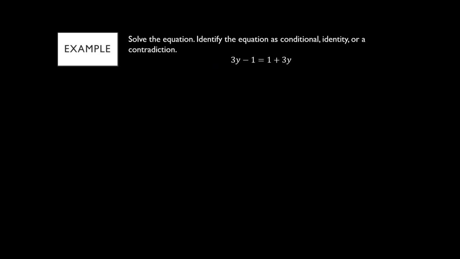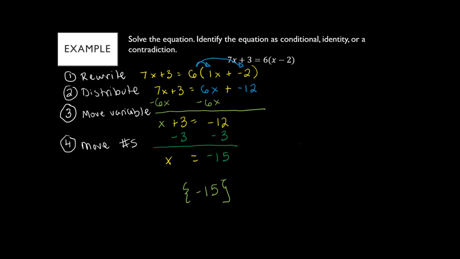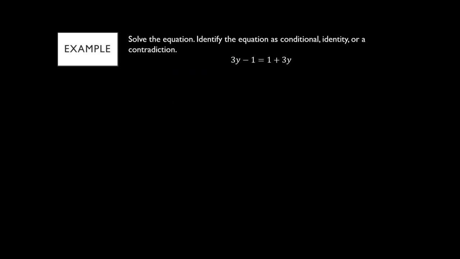Remember that conditional means that there is an answer. So actually I should write that here. This one that we have here is conditional. I forgot to write that. So conditional means there's an answer. Identity means the left and the right side are identical. And then contradiction means that you're going to get a contradiction when you're solving, basically. They're not identical. So Christy says contradiction.